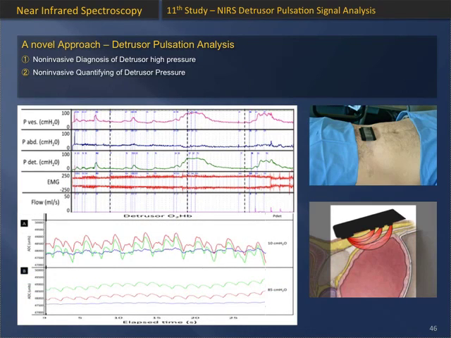This is another example of a low pressure detrusor pulsation that we can capture using near-infrared spectroscopy, in a very simple way. And this is the same pattern in the same patient, in the same experiment, when the pressure increases from 10 to 85. As you can see, the amplitude and the complexity of the signal is totally, significantly different.